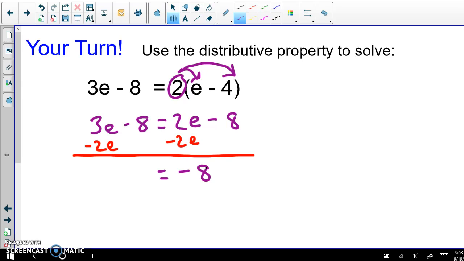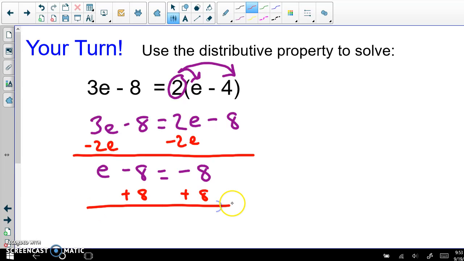On the left-hand side, 3e minus 2e is 1e, which I will just call e, and I still have the minus 8. So now to get e all by itself, I need to get rid of minus 8. The opposite of subtracting 8 is adding 8, so I will do that to both sides. On the left, all I'm left with is e, and on the right, negative 8 plus 8 equals 0.